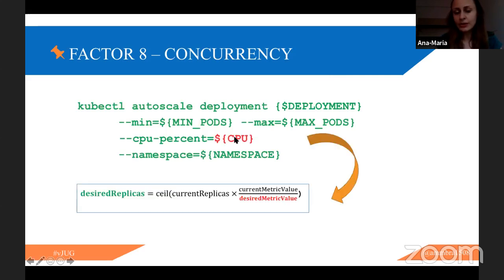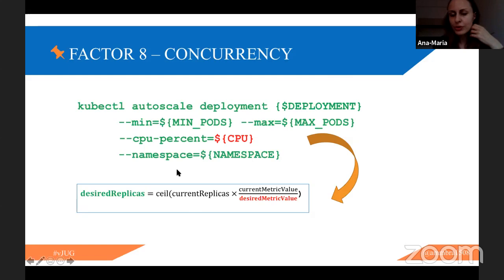So this parameter here, the CPU percent, can be missed because it's going to be randomly picked and set in the policy. But typically, if you want to have control on how your application autoscales, it's good to set it. And the desired replicas for a specific autoscaling policy are being calculated using this formula here for desired replicas. This is a very well-known formula.